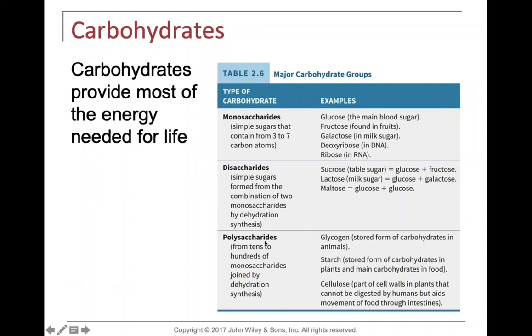Polysaccharides, an example of that would be glycogen. Glycogen is the stored form of carbohydrates in animals. So again, when glucose gets too high in us, then we store it in the liver and we store it in the muscles in the form of glycogen. That would be the equivalent to starch in plants, right? So when glucose is highly concentrated in the plant, then what ends up happening is that ends up becoming stored as starch. That's the stored form of the carbohydrate in the plant.